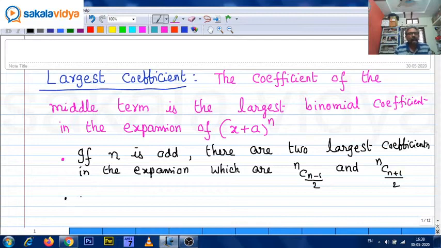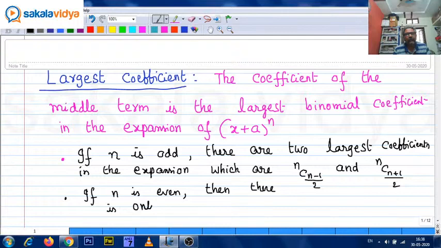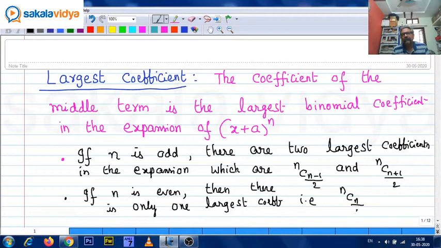For example, if n is even, very simple, then there is only one largest coefficient, that is nC(n/2). That's all. nC(n/2).